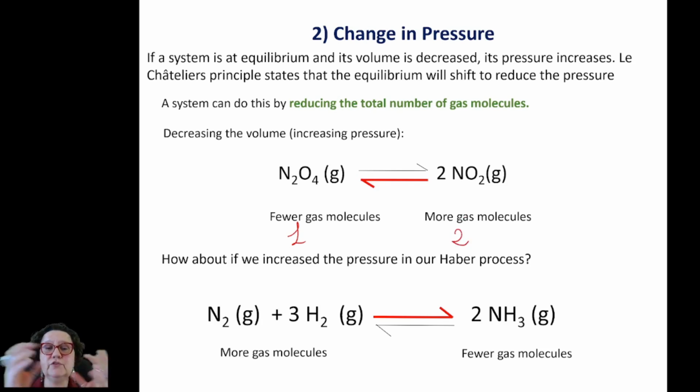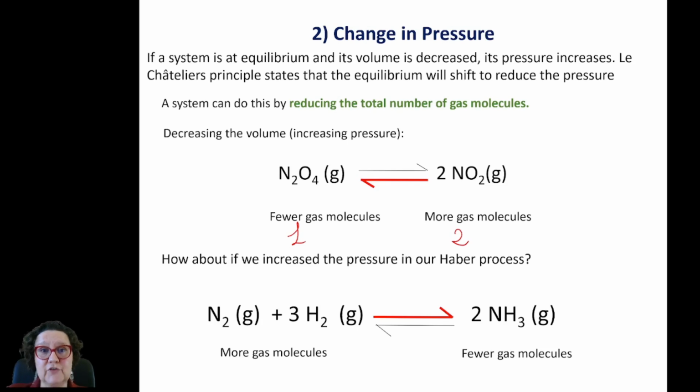So if you reduce the volume, if you increase the pressure, if you put your reaction in a smaller container, it will naturally move the equilibrium towards the side that has the fewer gas molecules, which is in this case the reagent side. And if we go back to our Haber process, here again they are all gases.